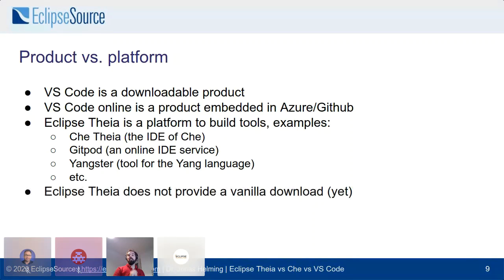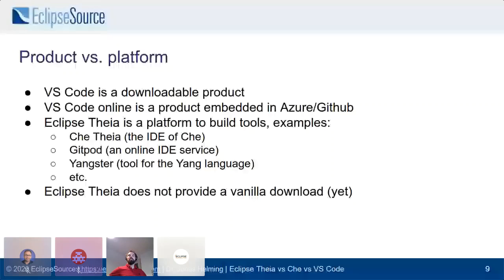Eclipse Theia does not provide a vanilla download yet, although that is currently on the way. So hopefully very soon you will be able to go to the Theia website and just download an installer with the default Theia version. That was heavily requested by the community because it makes it very easy to just consume Theia and use it. So that's currently on the way. Currently, the easiest way probably to try Theia is Gitpod because it's also free of charge until you have a certain amount of hours that you can use. So that's currently by far the easiest way to just try out Theia vanilla.